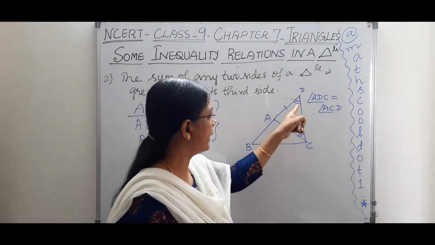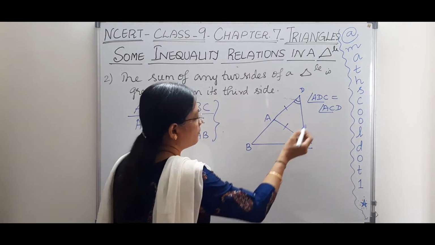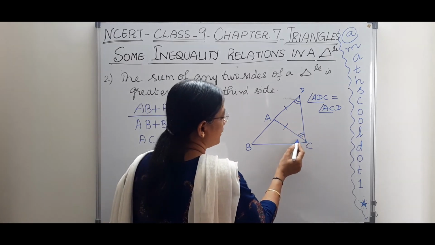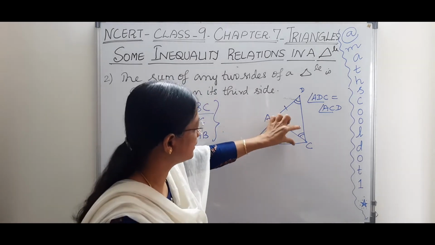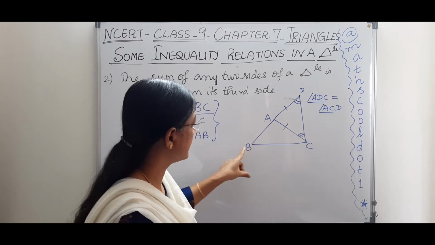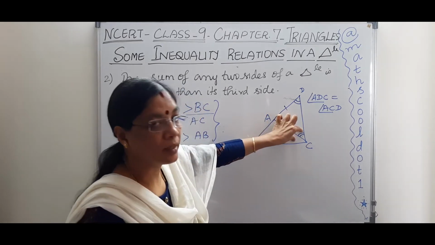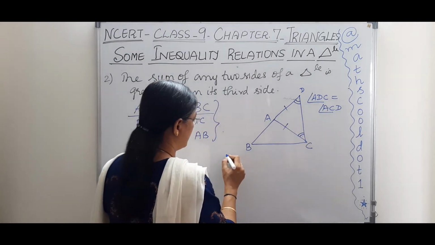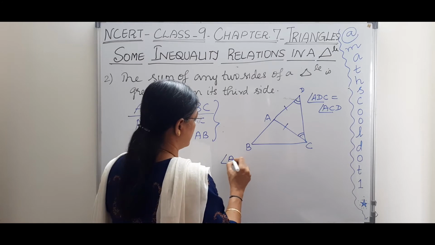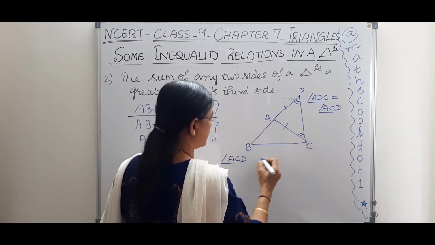So now we have ADC is equal to ACD. Now we have ACD here. If I add ACD with ACB, I'll get this angle, that is BCD or DCB. See, I need to add these two angles now to get this angle. Now ACD is equal to ADC, isn't it?